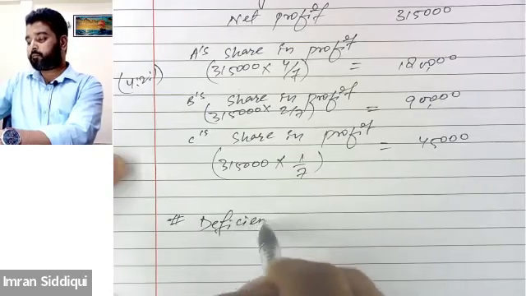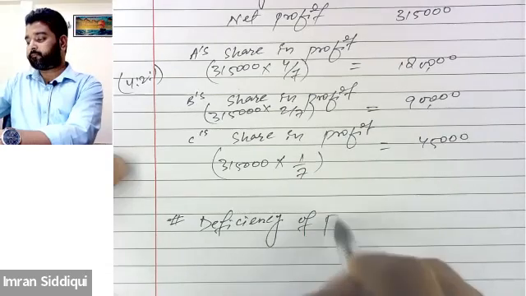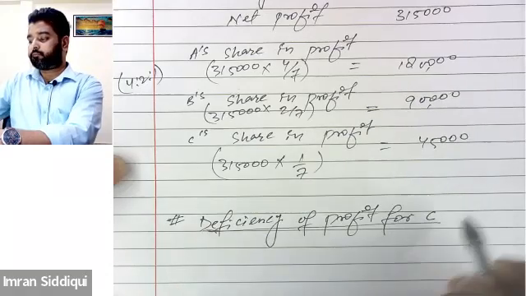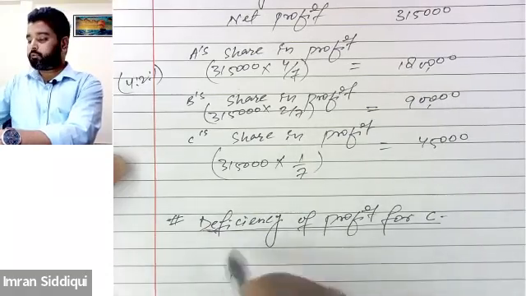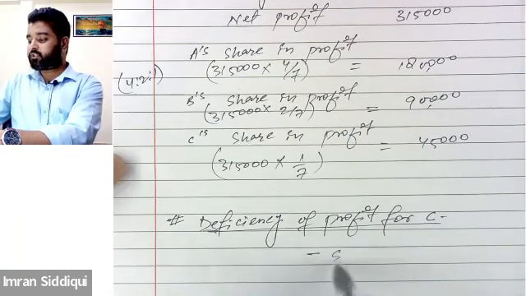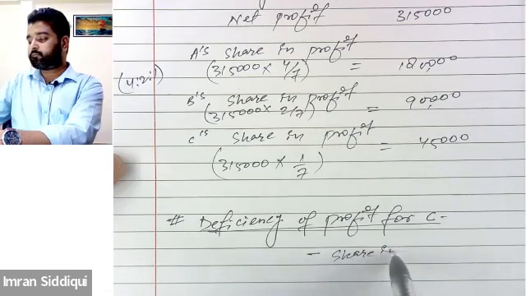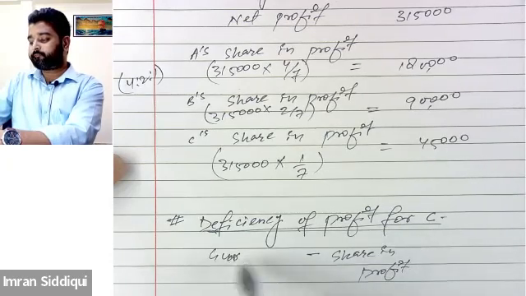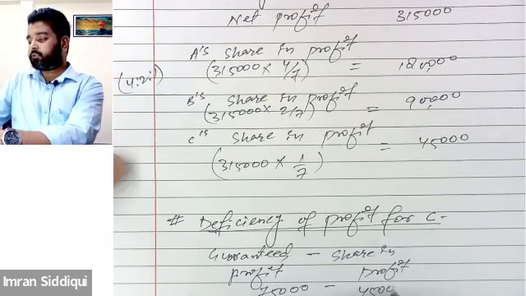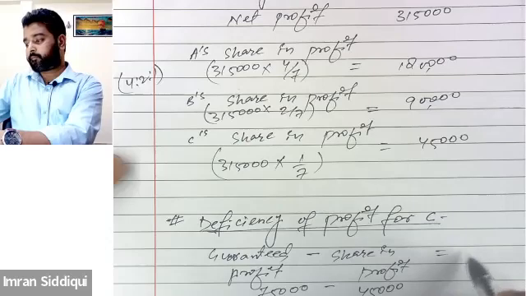So the next thing that we need to do is show the deficiency of profit for C. In order to find out the deficiency, we simply subtract the share in profit from the guaranteed profit. The guaranteed profit was 75,000 and he's only getting 45,000. So that means there is a deficiency of 30,000.